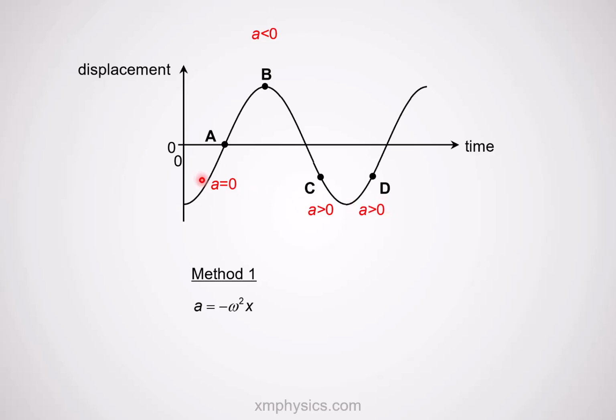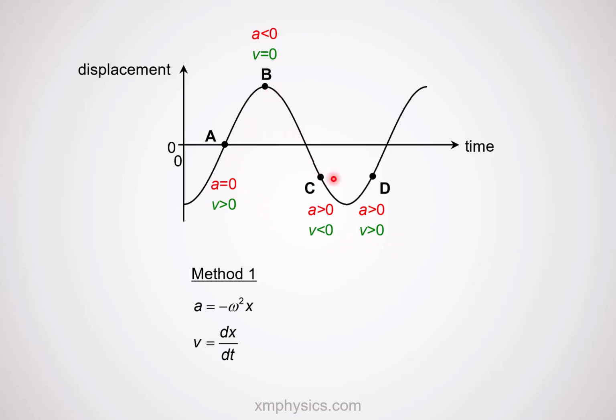Now let's move on to the velocity. Given the displacement time graph, how do you figure out the velocity? Easy. The velocity is just the gradient of the displacement time graph. Positive gradient here, so velocity must be positive. 0 gradient here, so velocity must be 0. Negative gradient here, so velocity is negative. Positive gradient again, so velocity is positive.